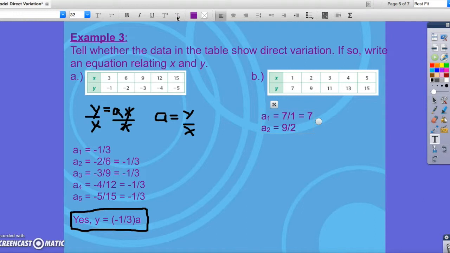All right, what do you notice? A2 is 9/2. 9/2 is 4.5. Does 4.5 equal 7? No. Now technically you could stop there, but I'm going to write them all out. Once they do not match up, like right here, A1 and A2 are not the same, you can actually stop. We know that it's not a direct variation, all right?